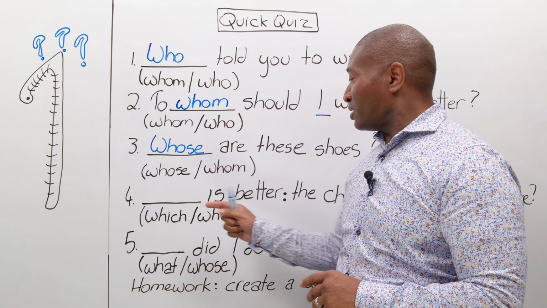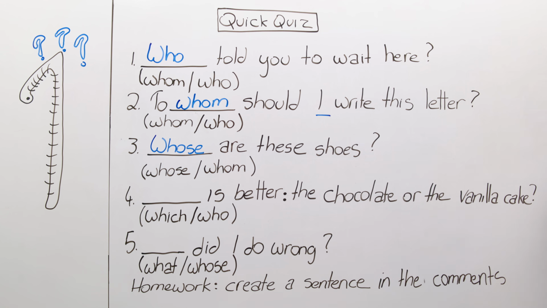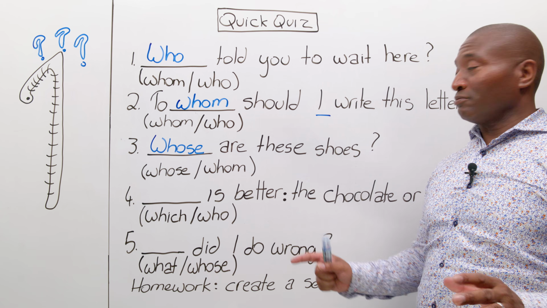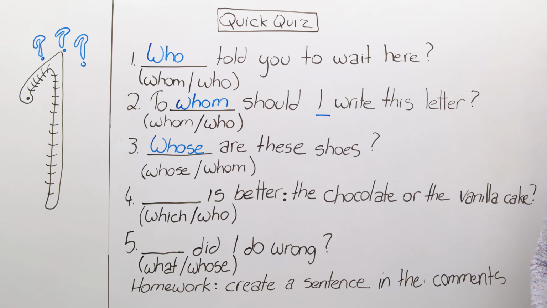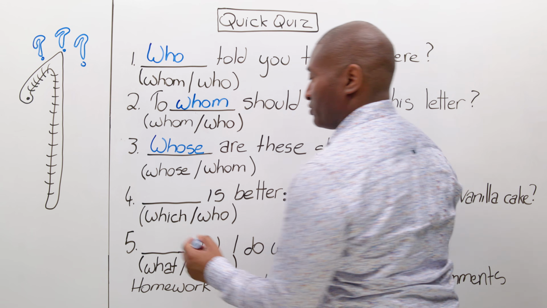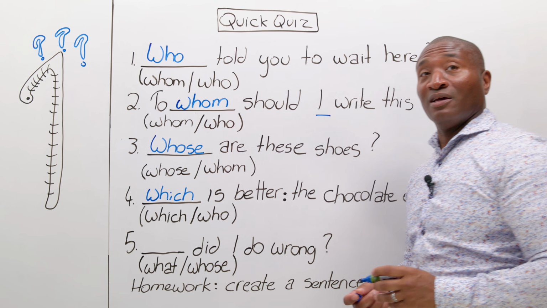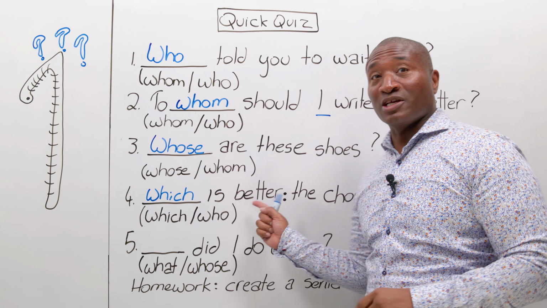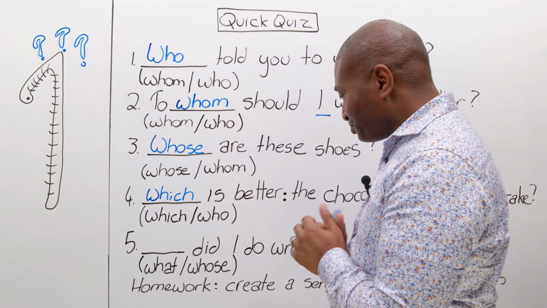Something is better. The chocolate or the vanilla cake? Okay? If you know me, it's going to be chocolate. But that's not the question we have. The question is, I don't know, what do you think it is? Which is the answer? Because as much as I love cake, it's not a person, okay? It's a thing. So which thing is better, right? Chocolate or vanilla, depending on you, right? Now we're going to do the 5th one.